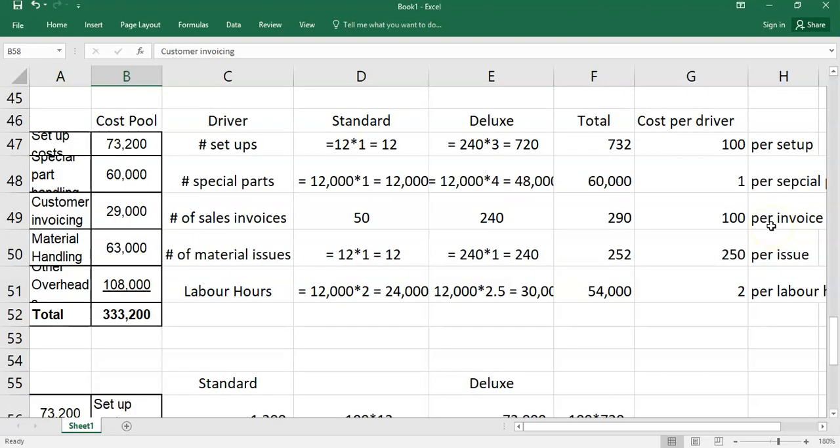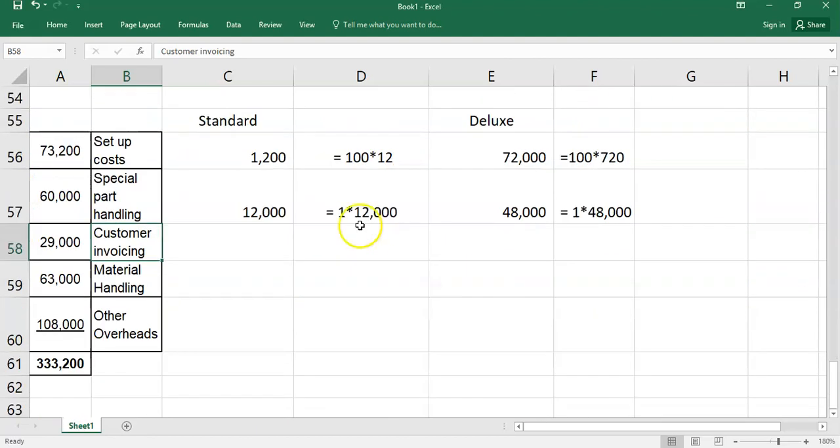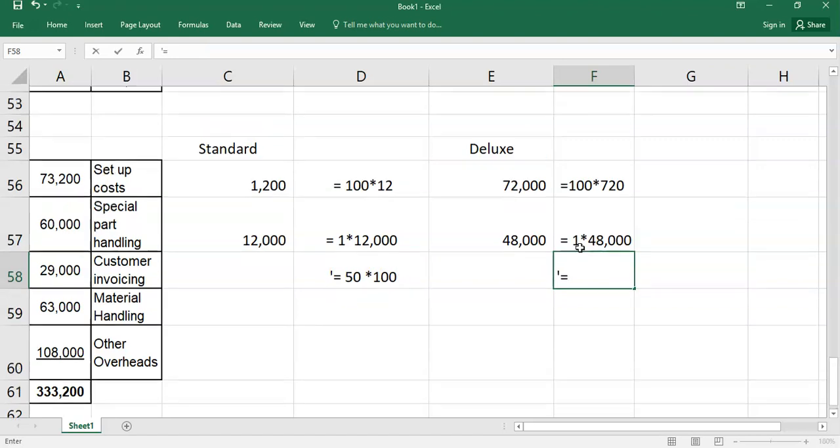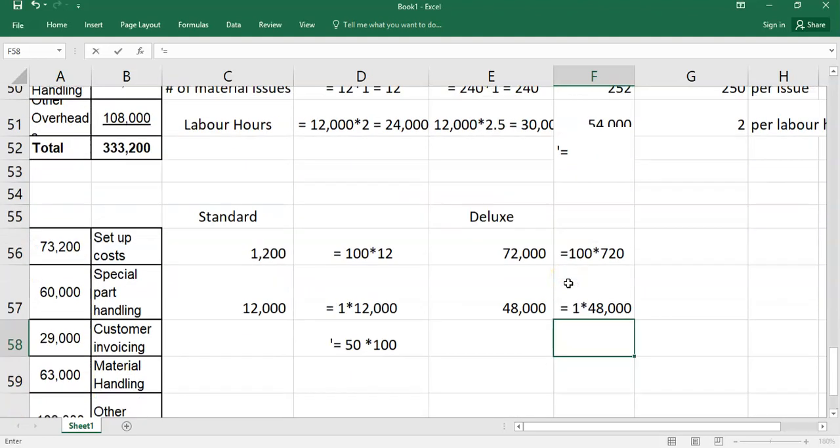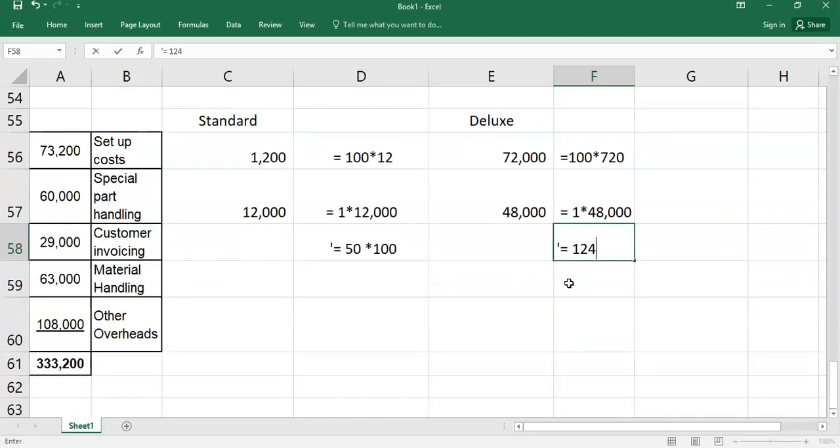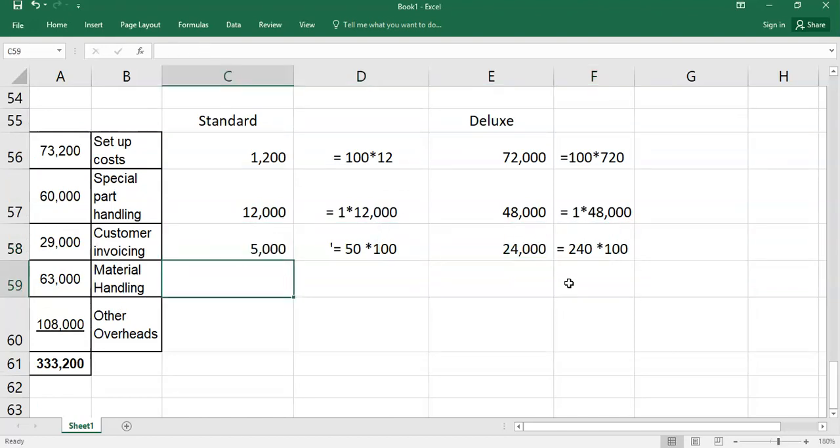Customer invoicing, we're going to allocate based on 100 euro per invoice. 50 invoices in standard, but a lot more invoices in deluxe. So they have a lot more smaller sales orders. So here, you have 50 times 100 for customer invoicing for standard, and then you're going to have 100 euro per order and 240 orders. 240 times 100. So this will be 24,000, and this is going to be 5,000.